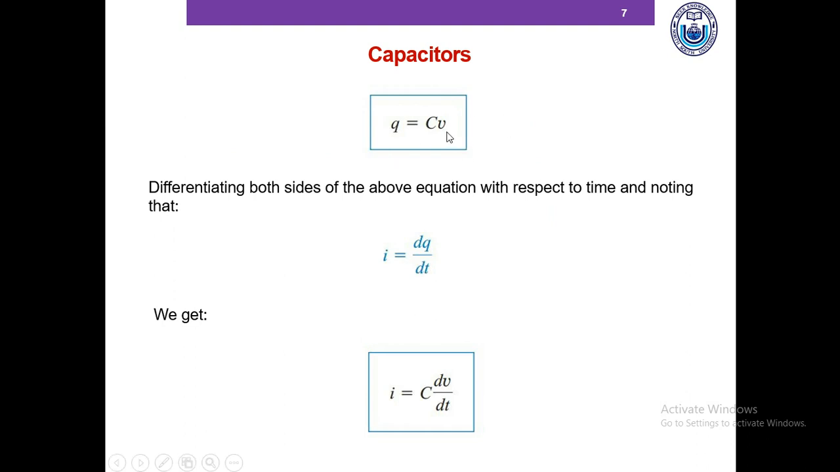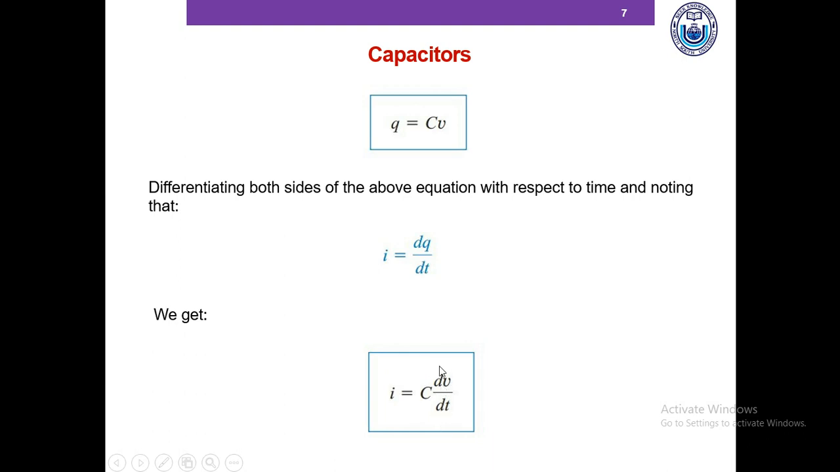Okay, we know Q equals CV. If we differentiate this equation with respect to time, we end up with the equation of current through a capacitor. So we know I equals dq/dt. If we differentiate this, we end up with I equals C dv/dt. So that's the voltage-current relationship of a capacitor.